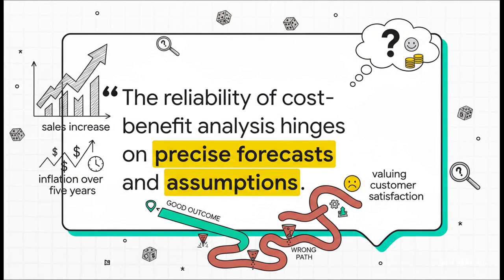And this quote right here, it gets right to the heart of the matter. A CBA is basically you telling a story about the future, and that story is built completely on assumptions. I mean, how can you precisely predict sales growth or inflation 5 years from now? How do you put a concrete dollar value on something as fuzzy as improved customer satisfaction? The reality is that final number you get is only as reliable as the estimates you feed into it. A biased or maybe an overly optimistic forecast can send you down a very, very expensive wrong path.